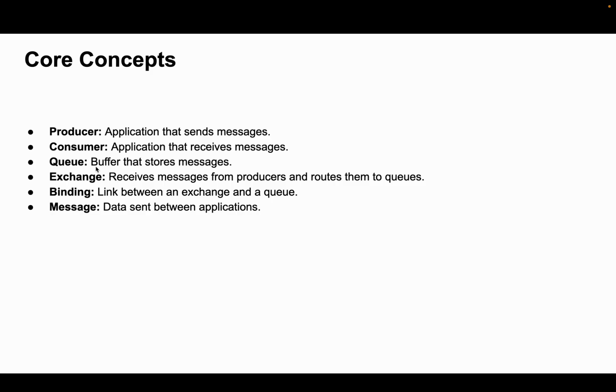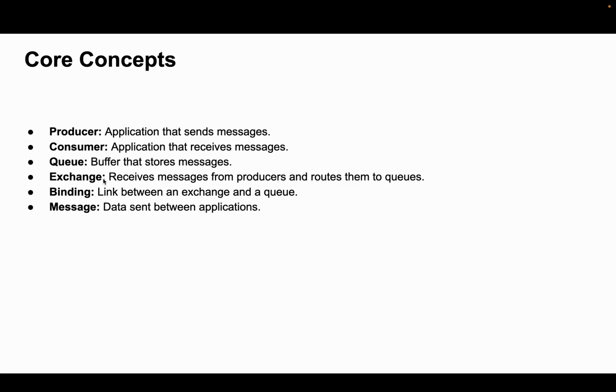Now we have the queue. A queue is a buffer that stores messages. If you are familiar with queues, a queue is a data structure that follows the first in, first out principle, where we store some data at some locations, and those locations are used in a first in, first out manner. So if the first message is parked in my queue, then it will be the one that gets out of my queue first.